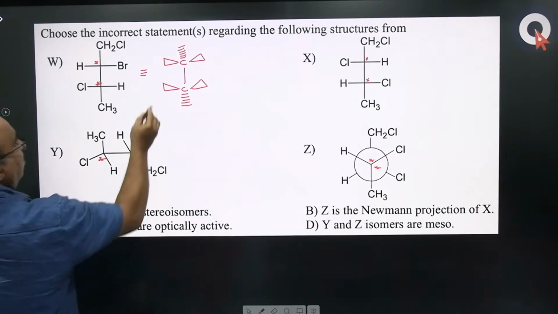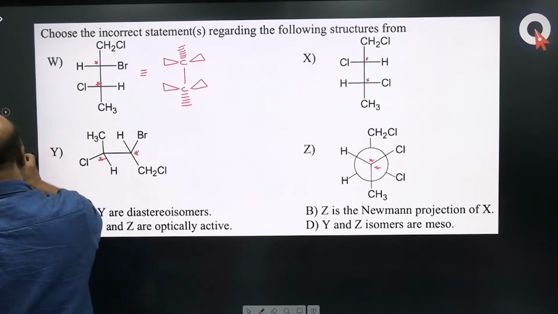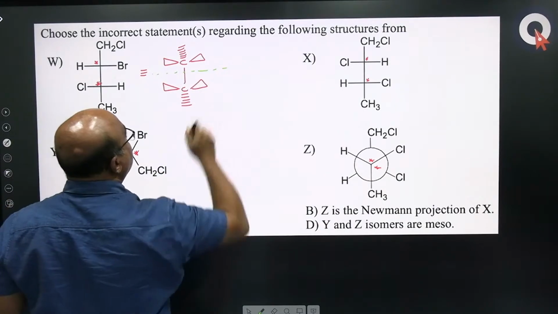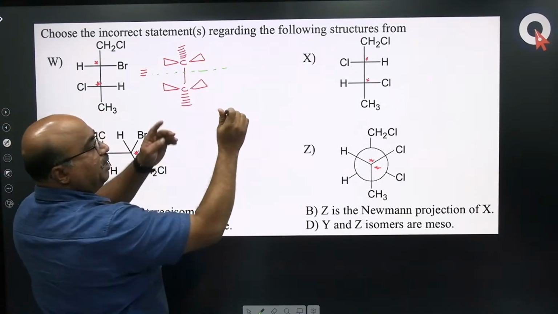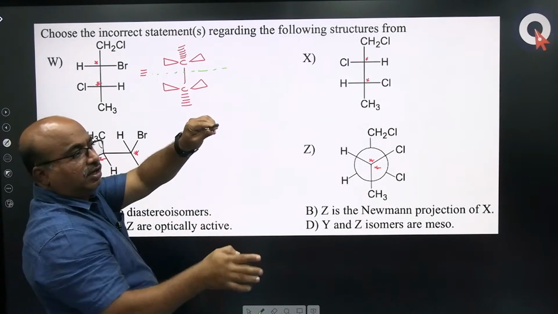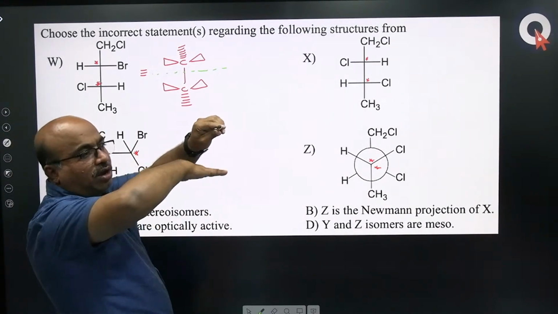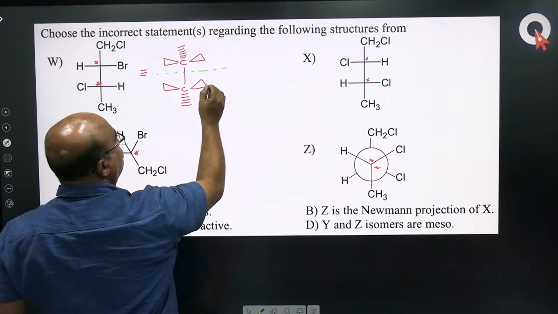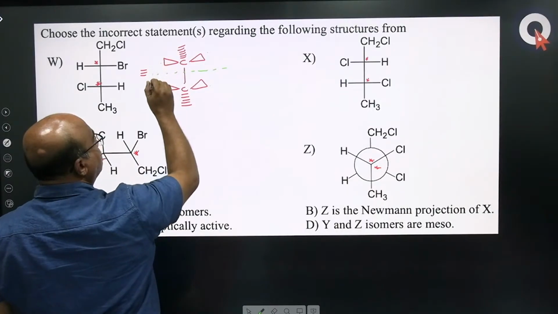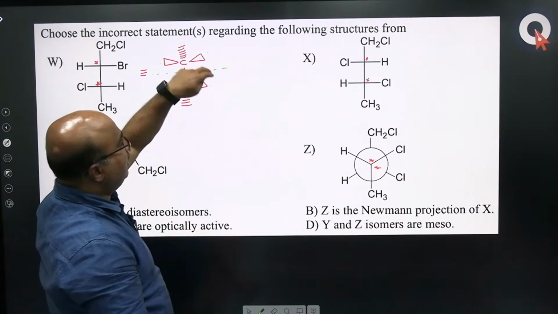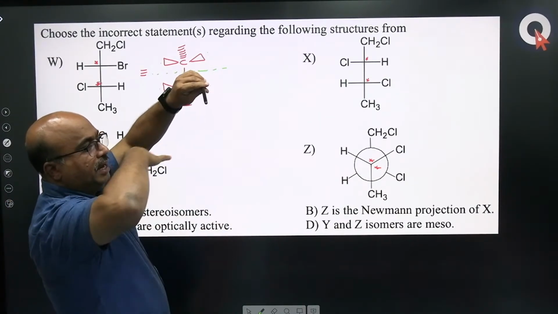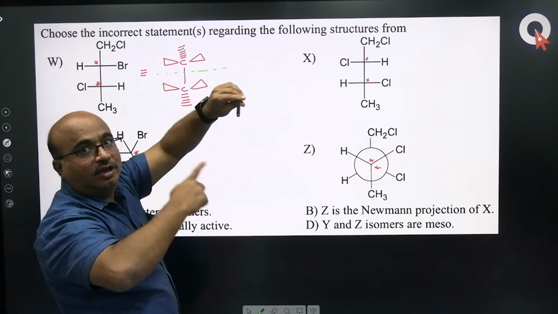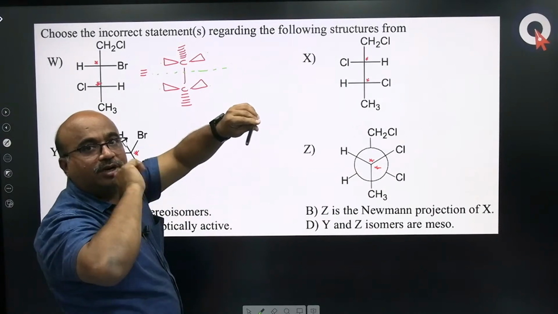So if I have a plane of symmetry, we draw a plane like this, passing between these two carbons. If these groups are the same, meaning Br is here and Br is here, and this is hydrogen, and at the backside we have the same group, then the plane is like this. These groups are completely the same. Therefore, we say this compound has a plane of symmetry.